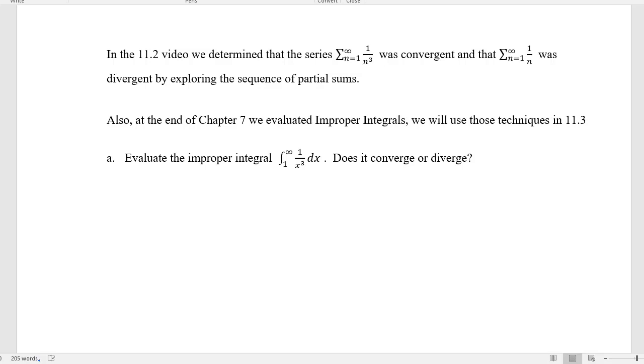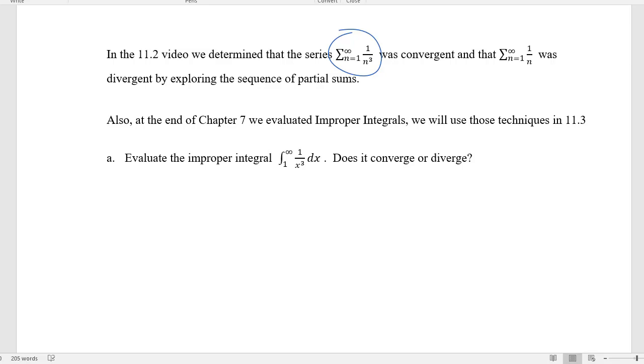What I want to do here for a moment is just, quote unquote, explore. Let's look at how this might work, and then I want to come back and formalize the idea of the integral test, and then we'll look at a couple of other types of examples. All right, so we already know that the sum of 1 over n cubed was convergent. We determined that in the last video.